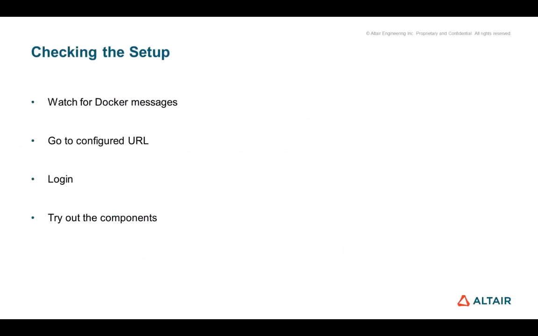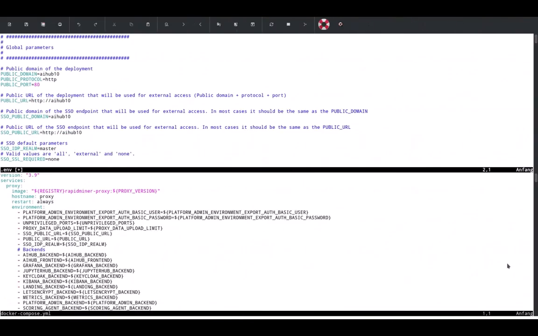While running the setup container, we will watch for Docker messages. After the deployment is done, we will go to the URL that was configured in the config file and log in with the credentials we set up. Then you can try out the components of your AI Hub. So here, I already downloaded .env and Docker Compose YML.